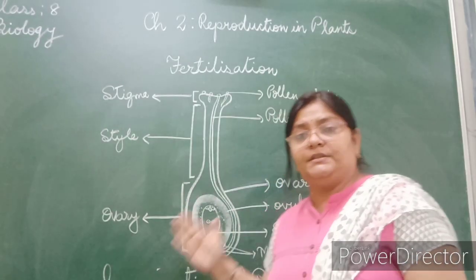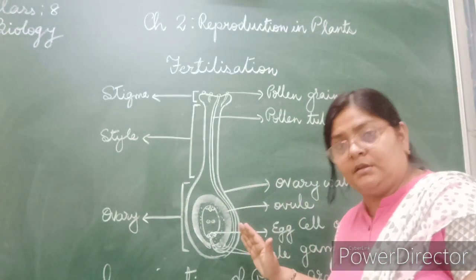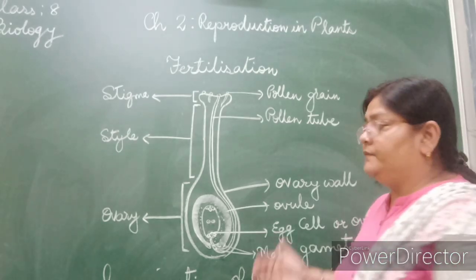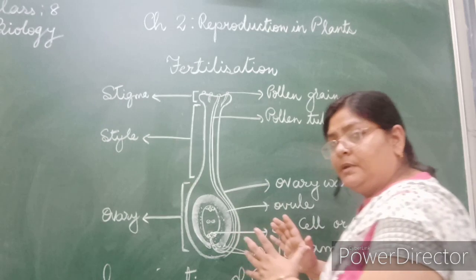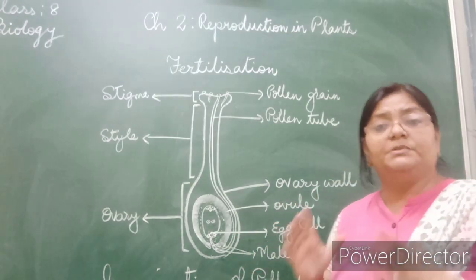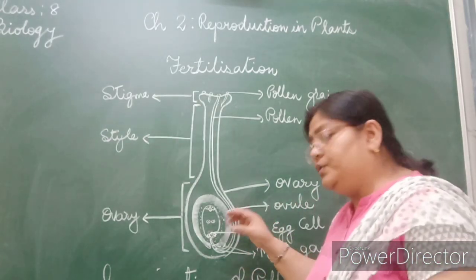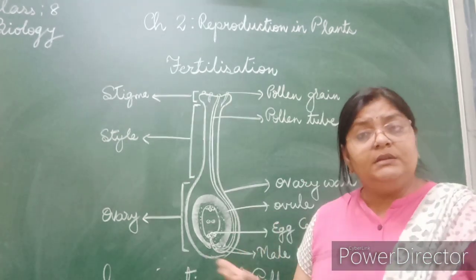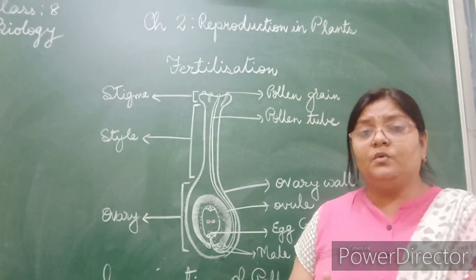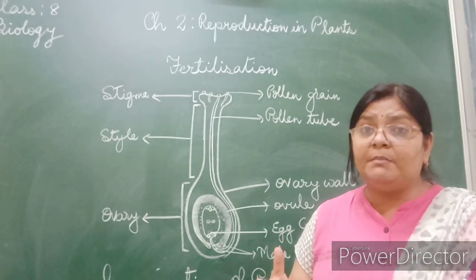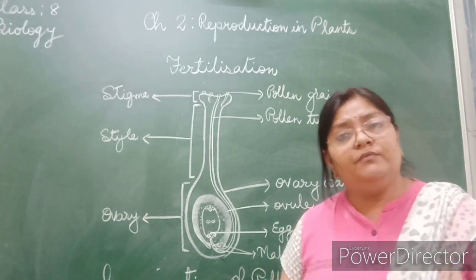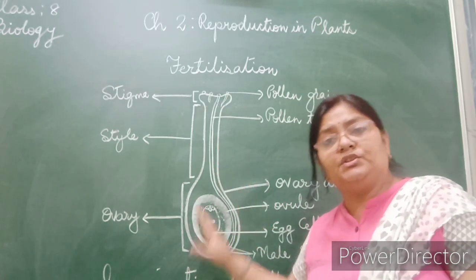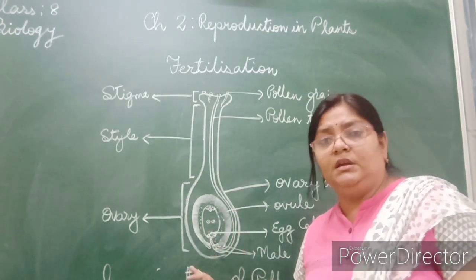After the fertilization is completed, further changes occur. That is, the ovary swells up, ripens and develops into the fruit. The ovule changes into the seed. The other parts, that is the calyx, the corolla, the stamen, dry and fall off. The ovary only remains attached to the plant with the stalk.